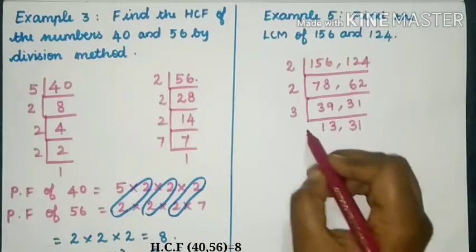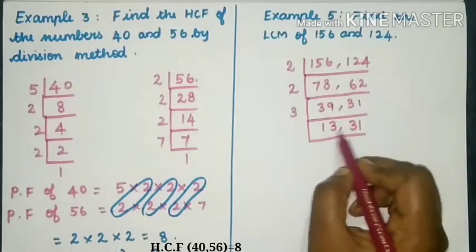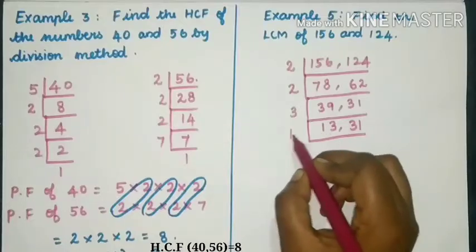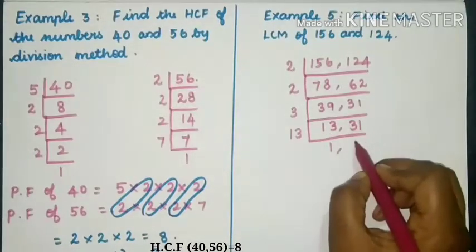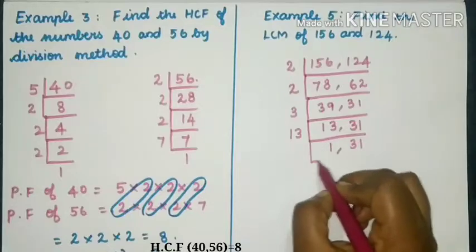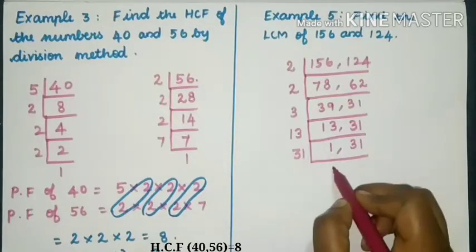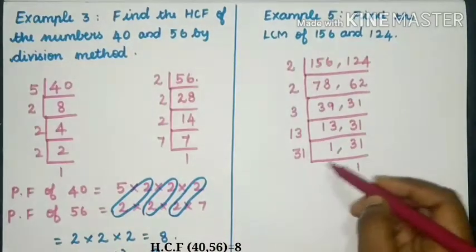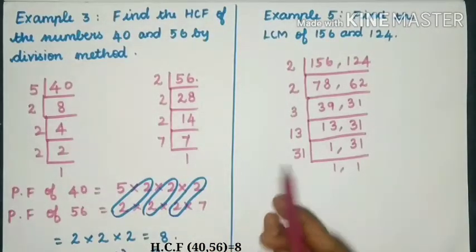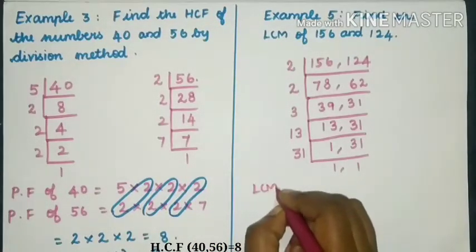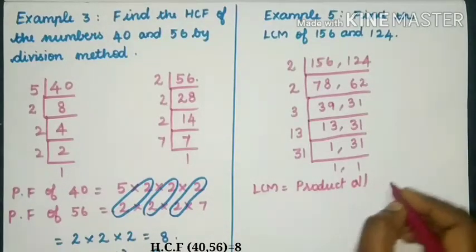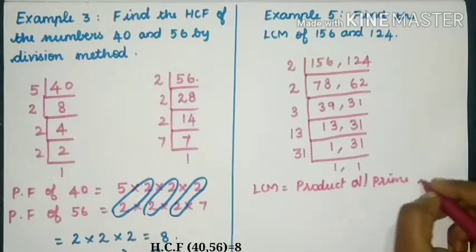Bring down the number 31 here. Here the two numbers are prime numbers, so each is only divisible by itself. So let's start with 13. 13 ones are 13. Bring down the number 31. Then 31 ones are 31. Then you have to find the product of all prime factors. See here all the numbers are prime numbers. LCM is equal to the product of all prime factors.